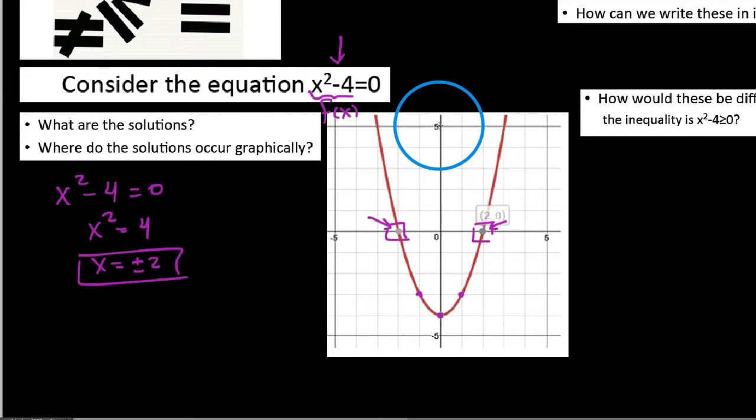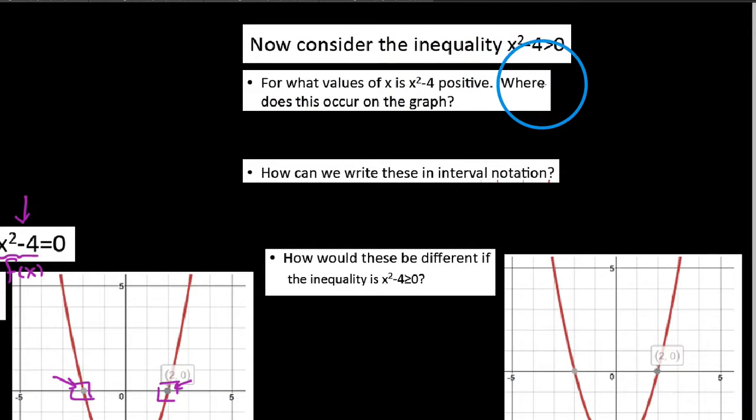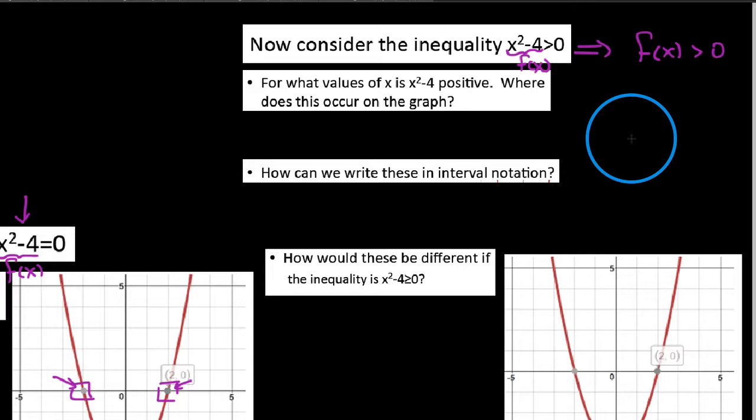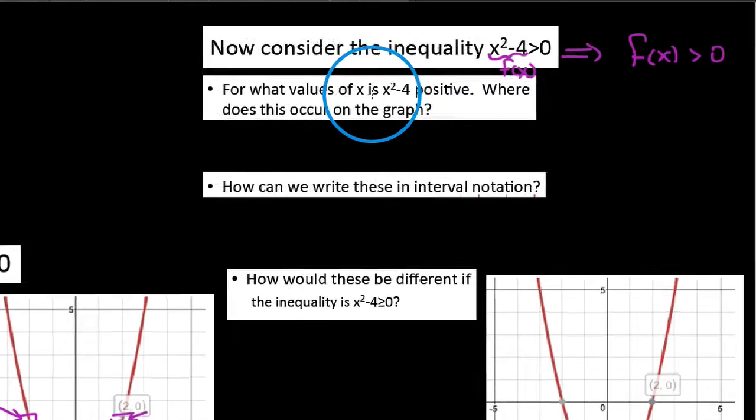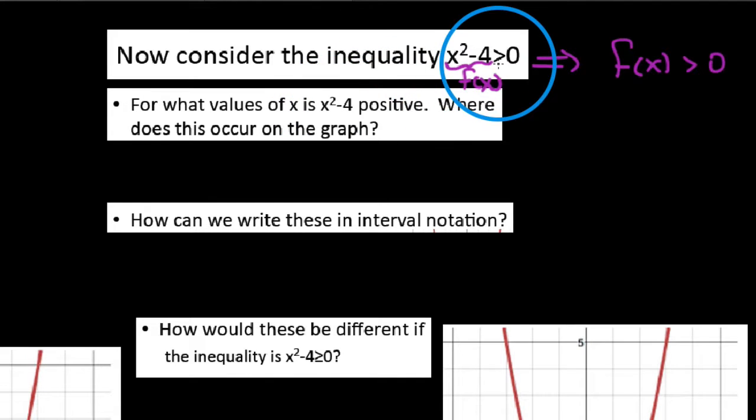What I do want to consider, though, is the inequality now x squared minus 4 is greater than 0. And so when we talk about this here, x squared minus 4 is greater than 0, again, what I want to recognize is that this expression here on the left is really just some function of x. And so another way to interpret this is we're saying for which values of x is our y value going to be positive on our graph. And so looking at this question here, I do ask it again. We say for what values of x is x squared minus 4 greater than 0 or positive, and where does this occur on the graph?